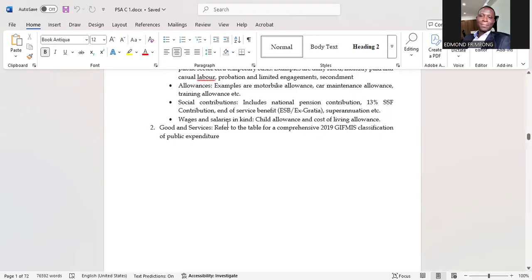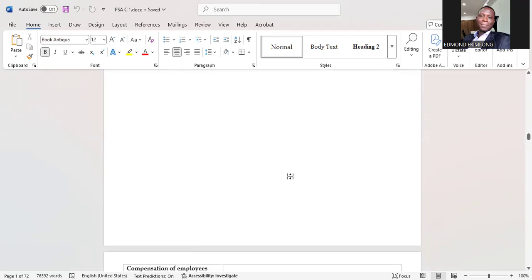Very soon, we will be referred to a table for a comprehensive classification of public expenditure, which is the 2019 Gifmis classification. You can also find this on the Comptroller and Accountant General website. That's the government chart of accounts. So let's move on and go down and see.